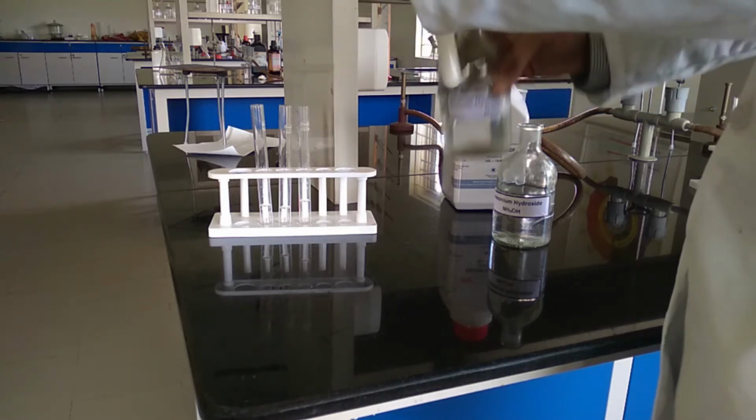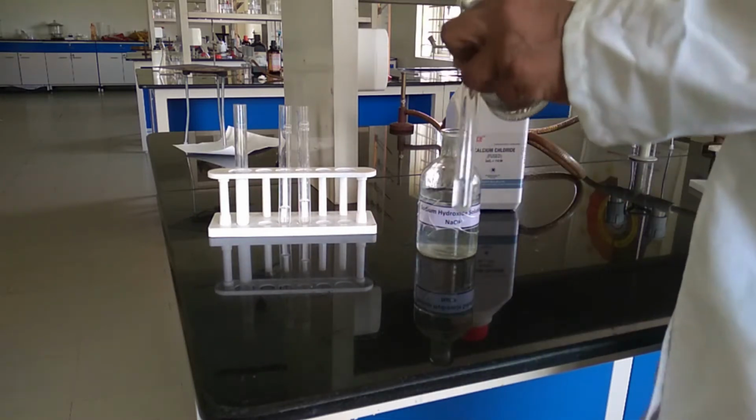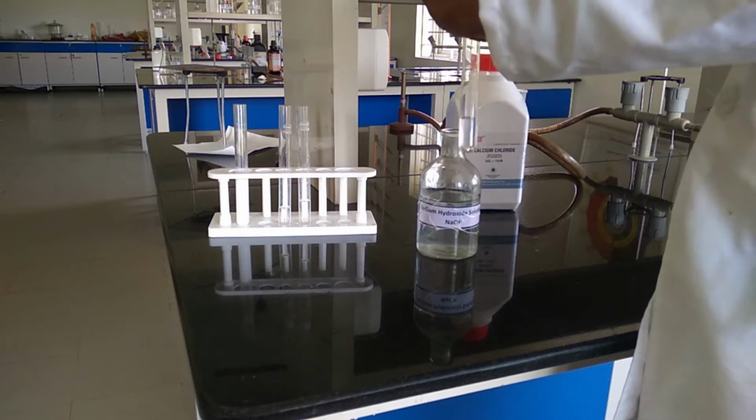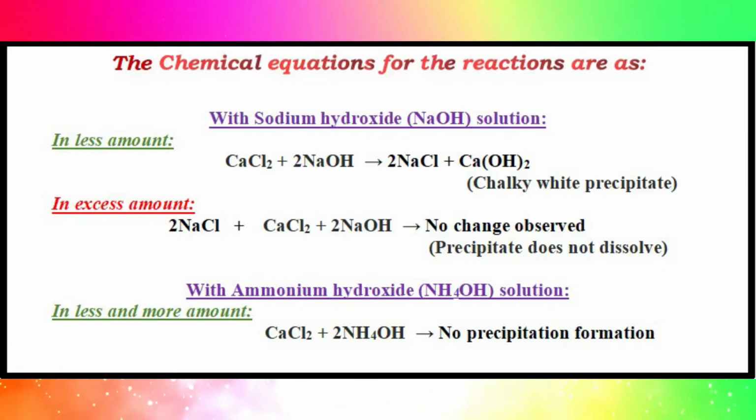There is no change. When you add ammonium hydroxide to the calcium chloride solution or calcium ions, it does not show any effect. The chemical equations for the reactions are: with sodium hydroxide in less amount, CaCl2 plus 2NaOH gives 2NaCl plus Ca(OH)2, and in excess amount there is no change observed. With ammonium hydroxide there is no precipitate formation.